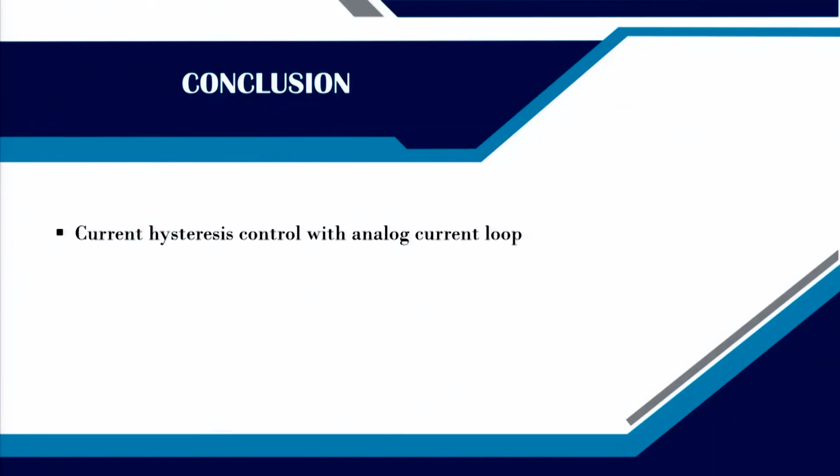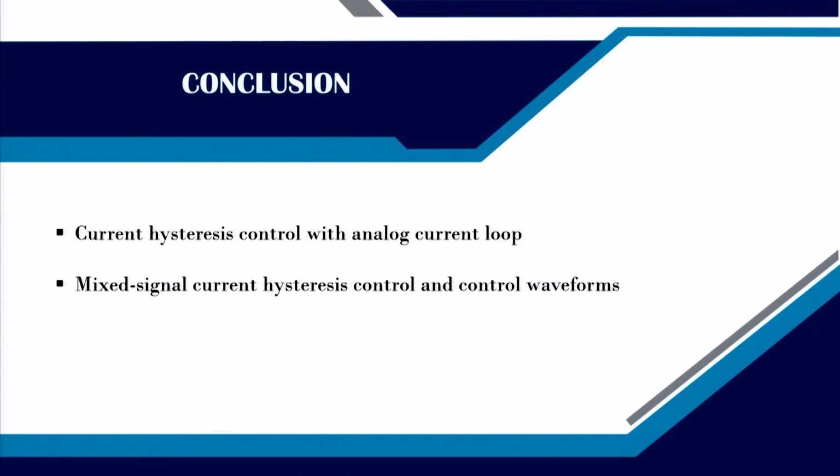So, in summary, we have discussed current hysteresis control with an analog current loop, then mixed signal hysteresis control and its waveform, and we have also discussed the benefits of mixed signal current mode hysteresis control. We have covered more or less the basic fixed frequency as well as variable frequency architectures, and we have primarily concentrated on the mixed signal implementation, but you can do a fully digital implementation, and we have discussed that in the context of fixed frequency control.